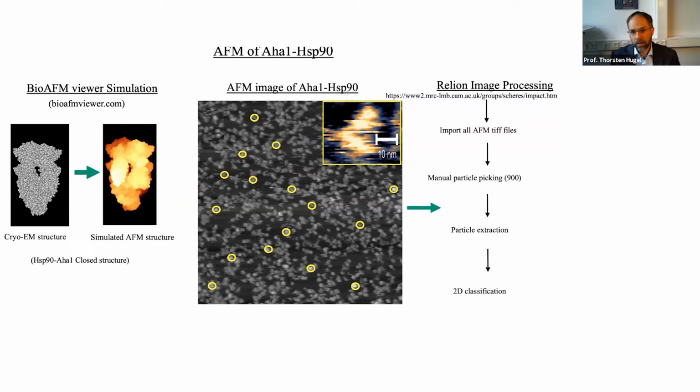During the last years, quite some helper tools were developed for this. One is AFM viewer simulations: if you have a crystal structure, so a PDB structure of your molecule, you can just put this in there and it tells you how this would look in your AFM image if you put in the tip radius. That's kind of what we did here. So this is on the one side: how can you get from structures to AFM images?